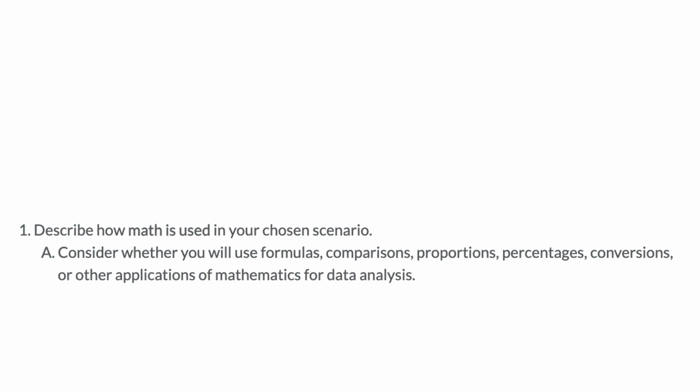A quick reminder here, again, completing this assignment will result in a draft of the first part of your project. And by project, they mean your final project due at the end of week 7. Now for the first rubric criteria, number 1. You're to describe how math is used in your chosen scenario.